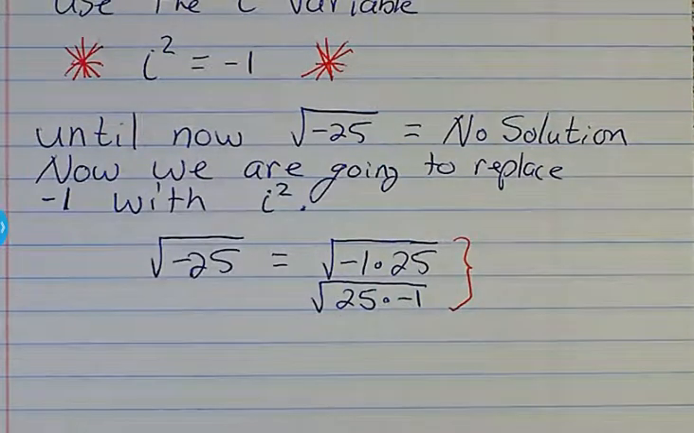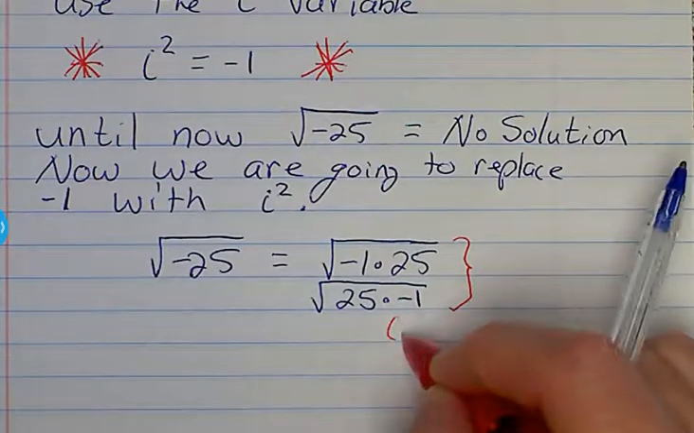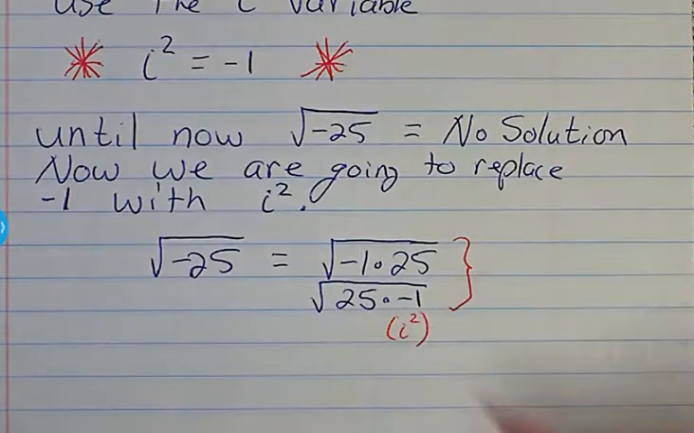Question: so every time it's a negative, it's going to be no solution? Up until now it was. Now we're going to have a solution, but it's going to be a little different. We're going to show you how that's going to work. So take out this negative 1 and basically just replace that with I squared.